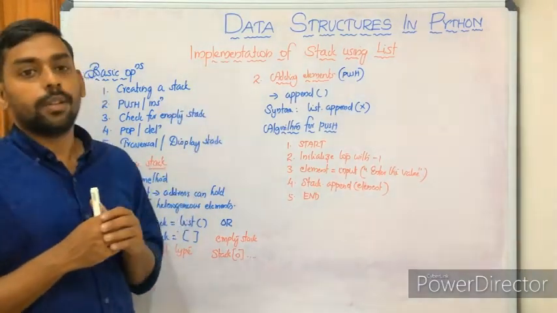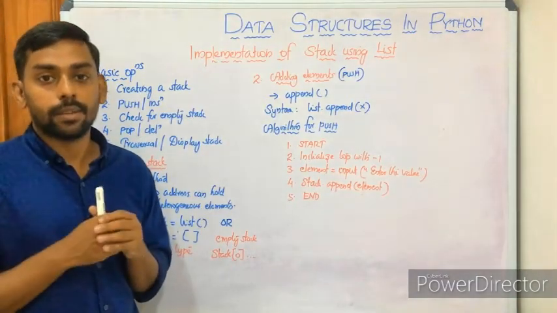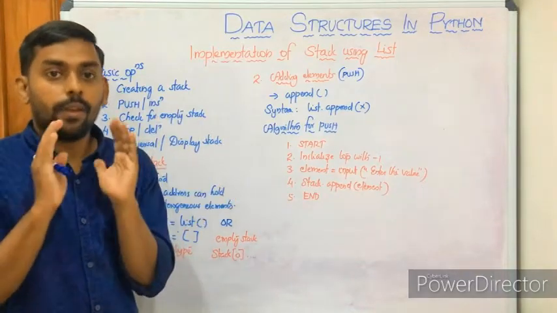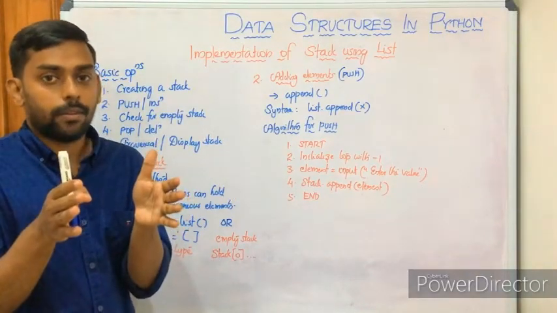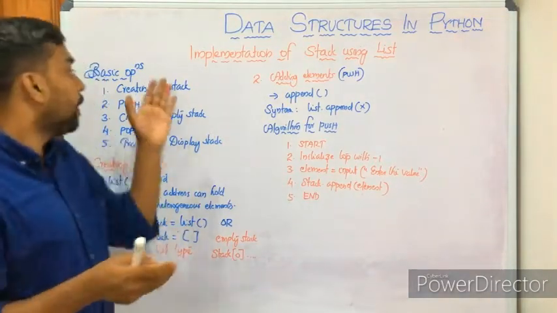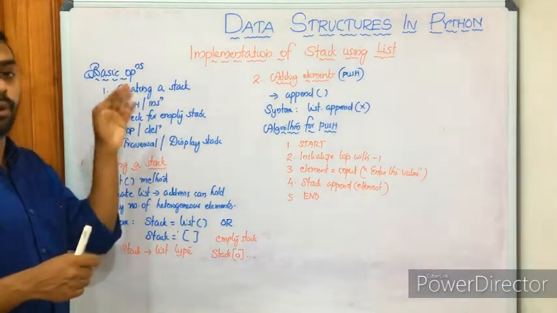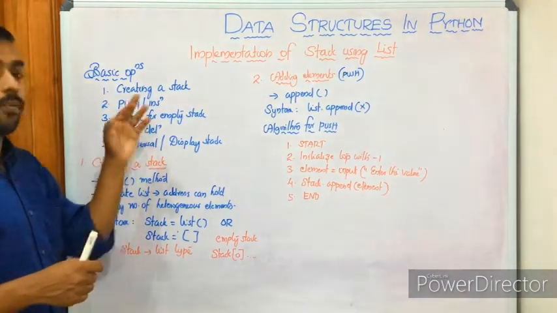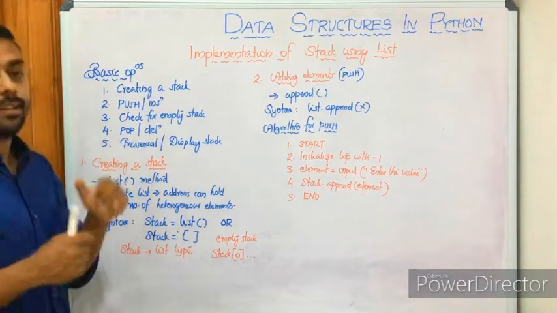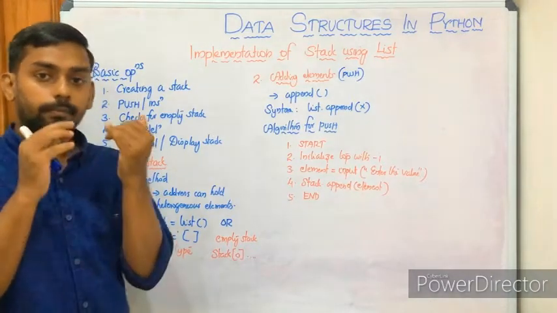Now we are heading to the implementation of stack using a list. We have seen what a stack is, and now we are going to implement the concept of stack through some operations. Here is a list of basic operations: creating a stack, push or insertion operation, check for empty stack, pop or deletion operation, and traversal or display operation.